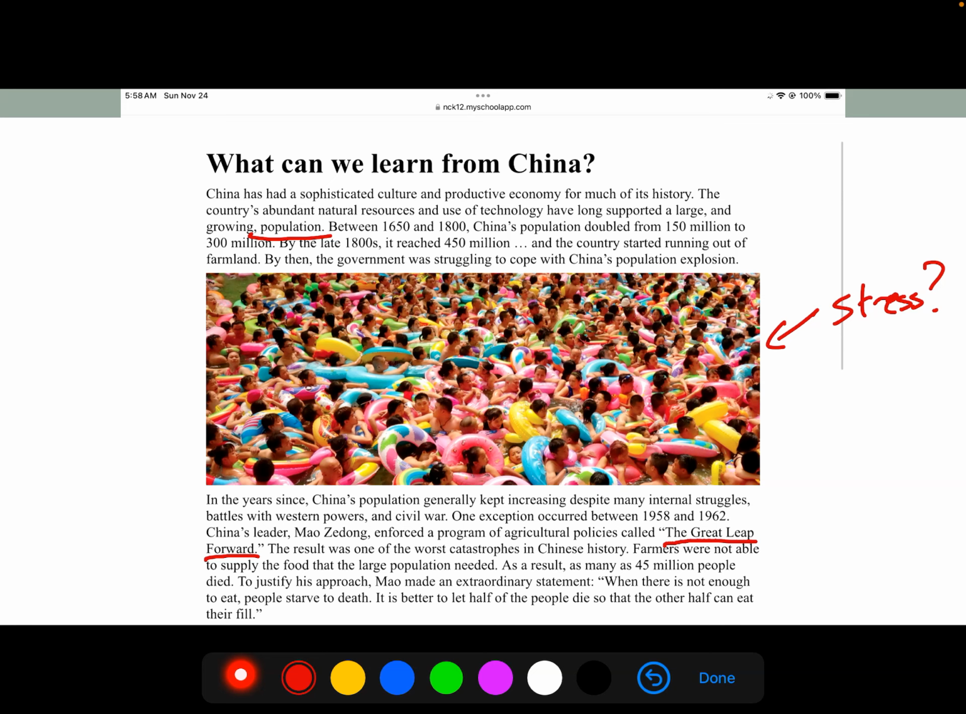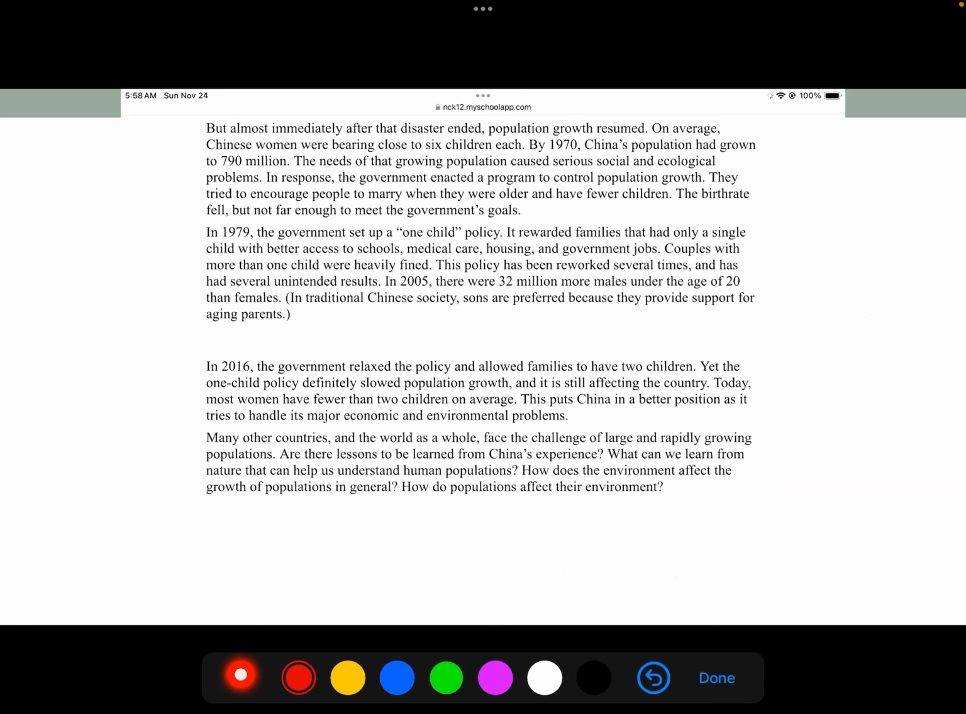To justify his approach, Mao made an extraordinary statement. When there is not enough to eat, people starve to death. It is better to let half the people die so that the other half can eat their fill. What do you think about that? But almost immediately after the disaster ended, population growth resumed. On average, Chinese women were bearing close to 6 children each. How many siblings do you have?